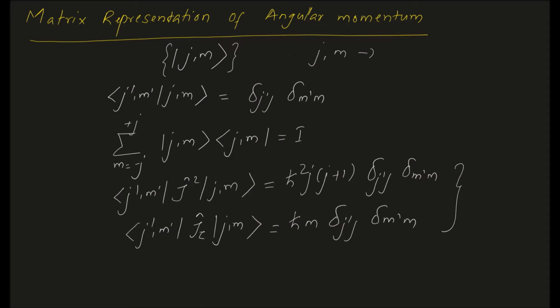So these two equations tell us that the matrix of J square will be a diagonal matrix with the magnitudes given by h cross square j into j plus 1, and the matrix for Jz will also be a diagonal matrix, and the values of those diagonal elements are given by h cross m. So these matrices are very easy to realize in matrix form.